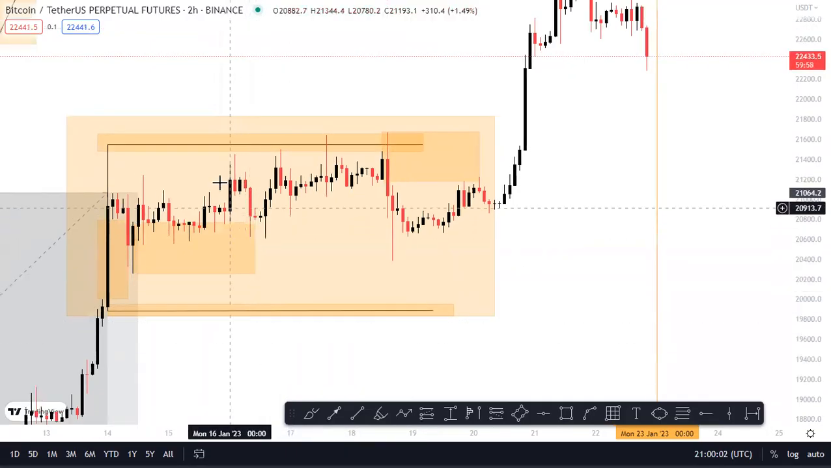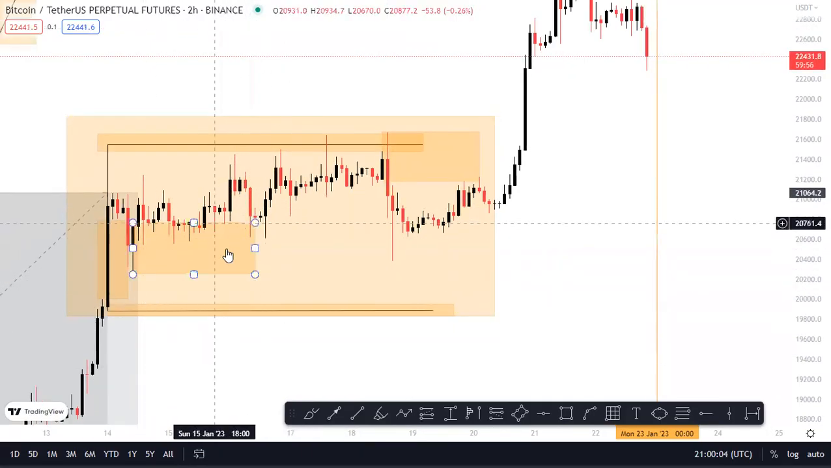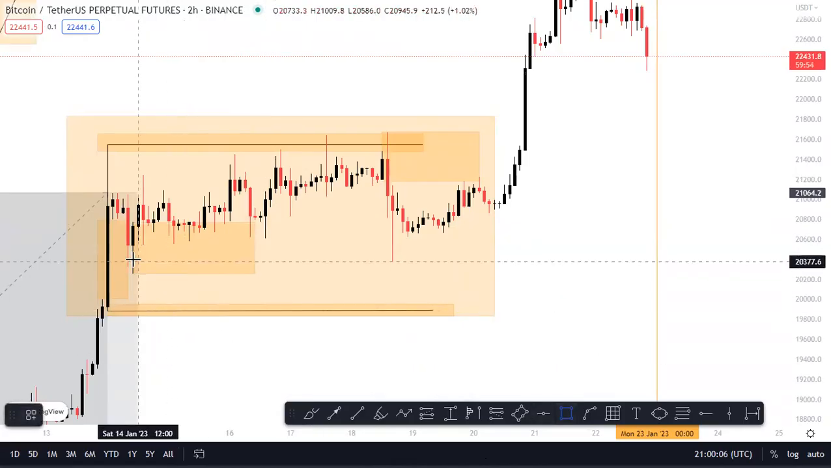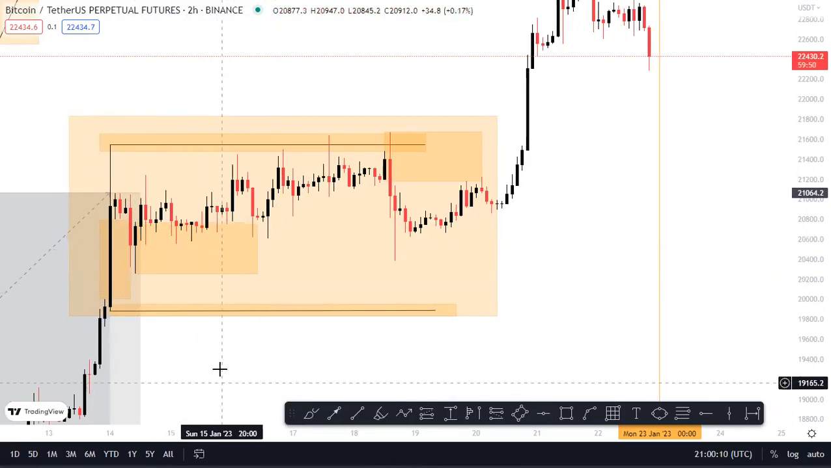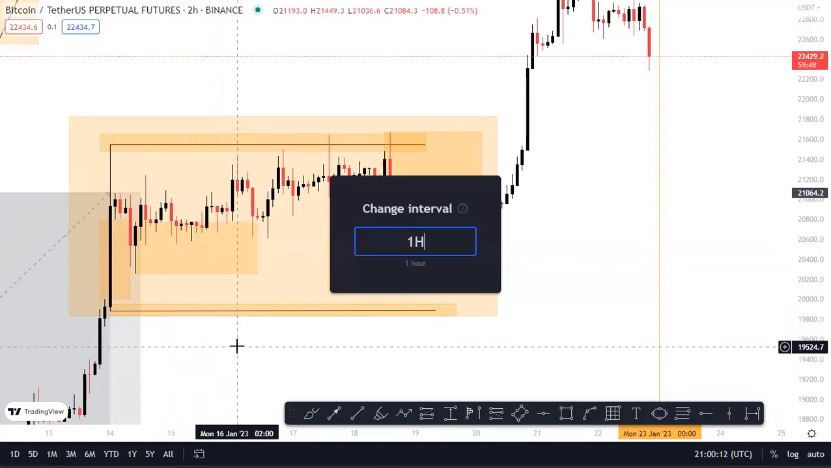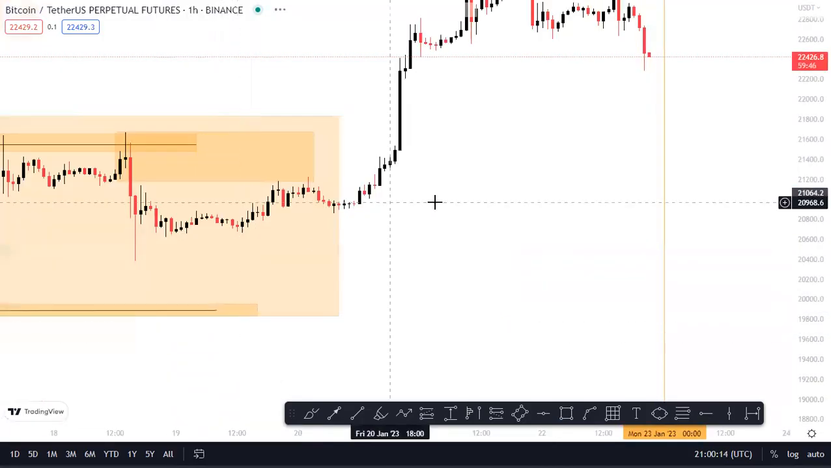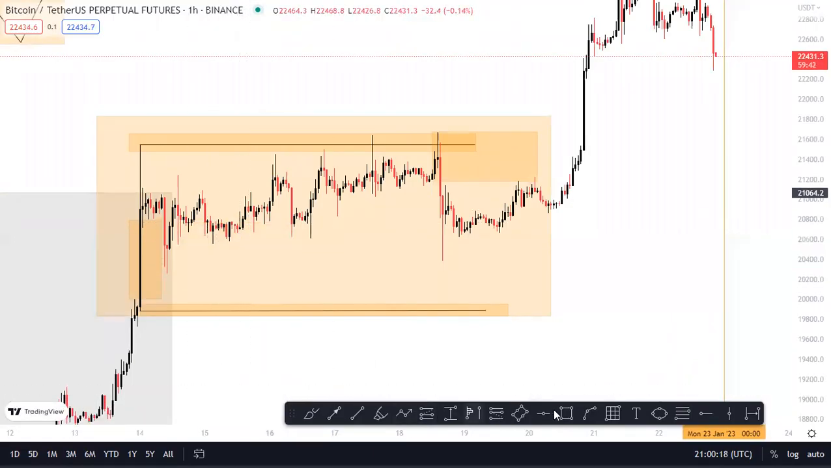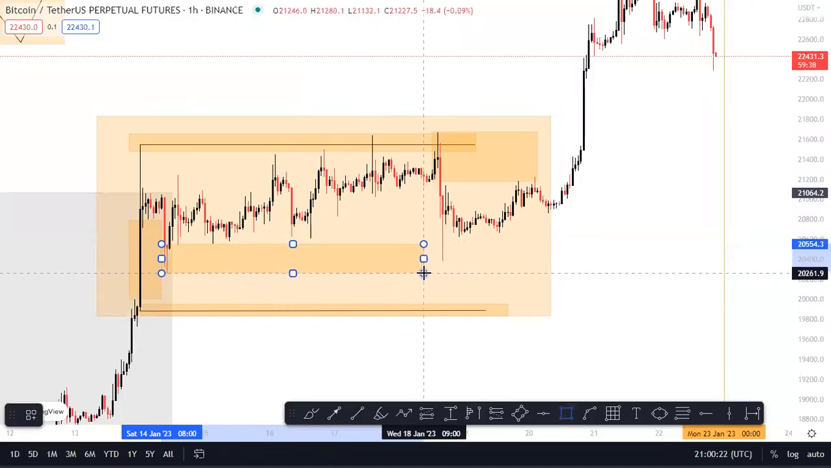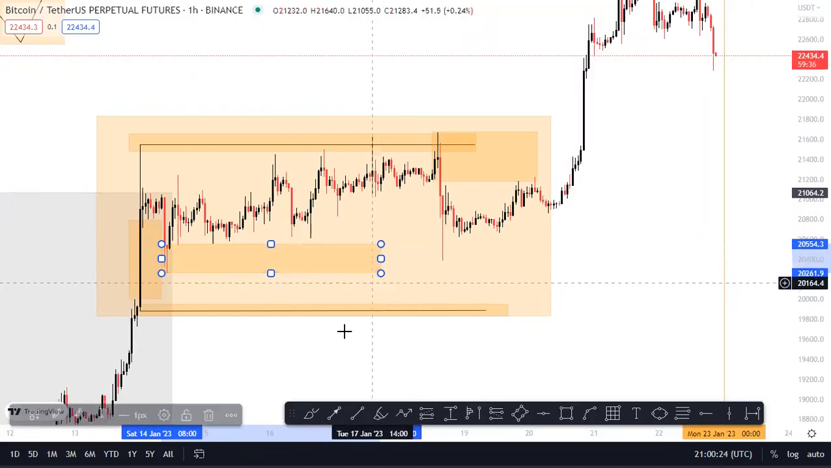So now in 2 hours, you can't see the other block very well because you can't just say this is the other block. This can be a mitigated wick already. You can't tell from this wick, right? But then when you go to 1 hour time frame, you can see this other block clearly. There is an unmitigated other block just below, right?